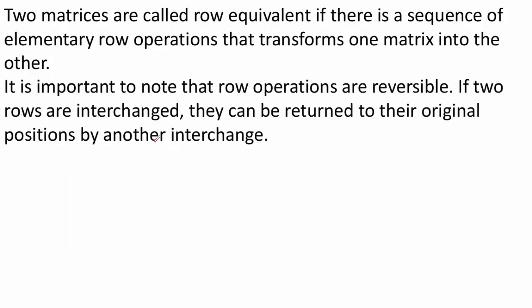That means if we apply operations on a matrix and get another matrix, then they are called row equivalent matrices. It is important to note that row operations are reversible. If two rows are interchanged, then they can be returned to their original position by another interchange. Suppose we interchange ith and jth row. Then to reverse, again place the jth row in the place of ith row and ith row in the place of jth row. Thus you will get a reversible operation.